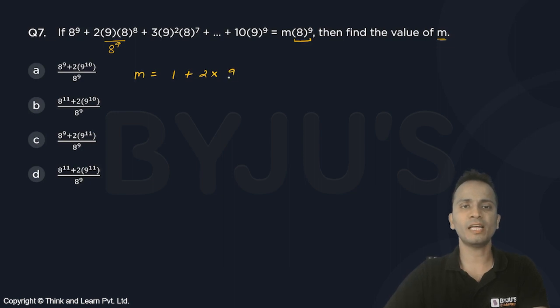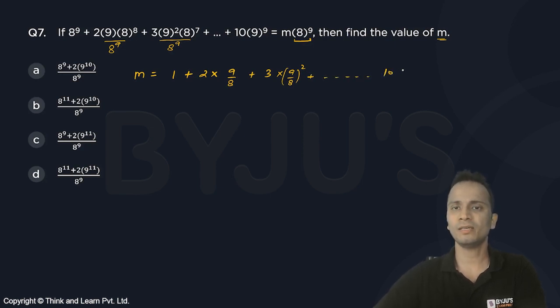So I'll be left with 9 upon 8, plus 3 multiplied by, when divided by 8 raised to the power 9, in the denominator I'll be left with 8 square. So this will be 3 into (9 by 8) whole square, and so on up till 10 multiplied by (9 by 8) whole raised to the power 9.